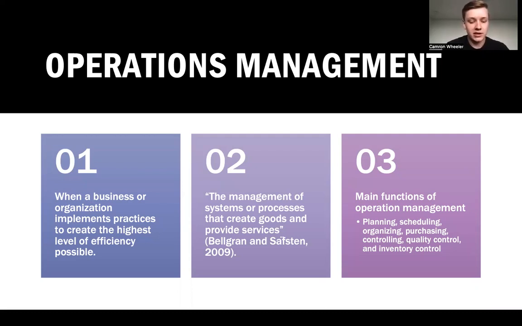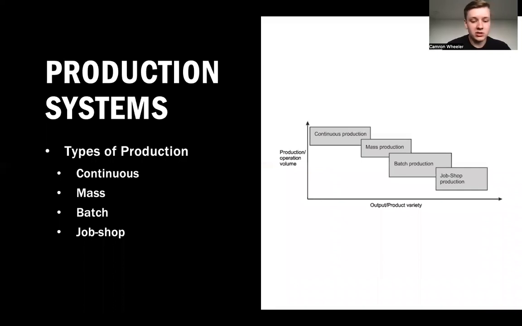What I learned from this is that it takes a lot of effort on the manager's part to get the operations processes to work efficiently. Within the operations management, there are four main types of production systems, including continuous, mass, batch, and job shop. Each production system has its own set of advantages and disadvantages, so it is up to the manager to decide which advantages they want to prioritize to create the most efficient and productive system.